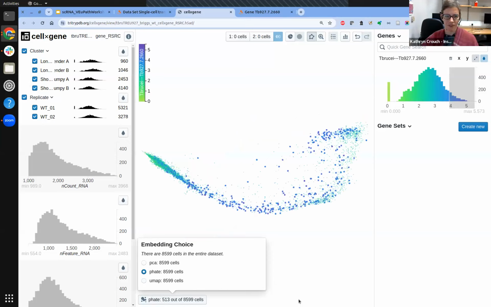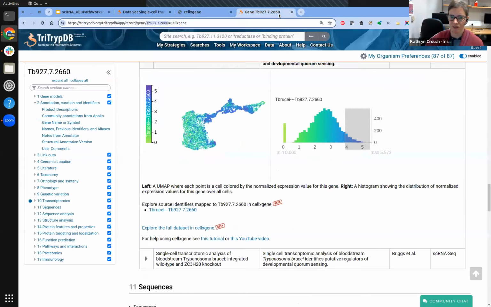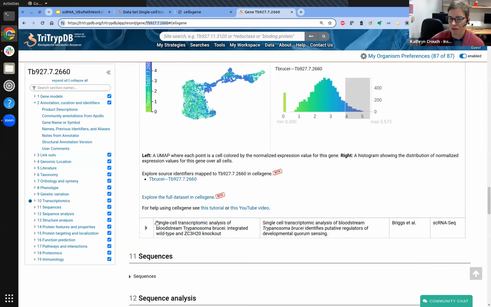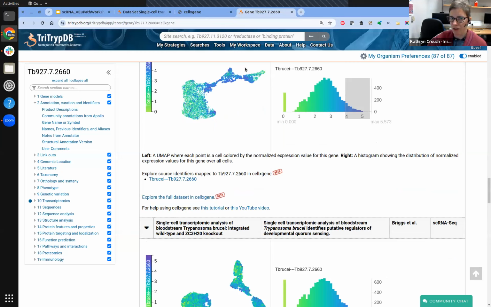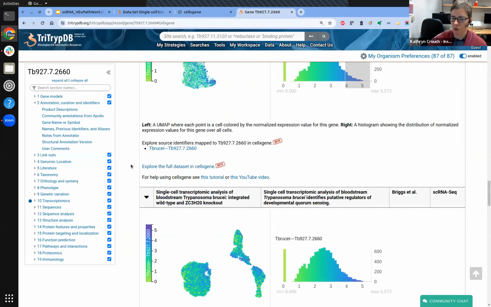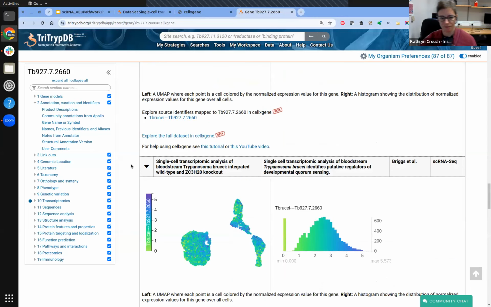So the next thing this group did was to knock that gene out. And after they'd knocked it out, they did single cell sequencing again of the knockout. We also have that data available in TriTripDB, and that is this other row in this table below this. So if I open that, what we've got in this one is the same two wild type replicates as we had up here, but they've been combined with the knockout as well.